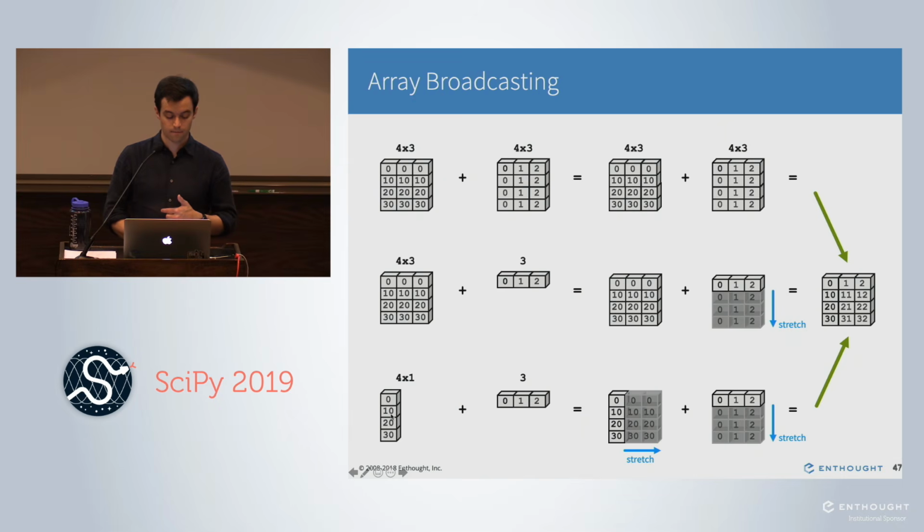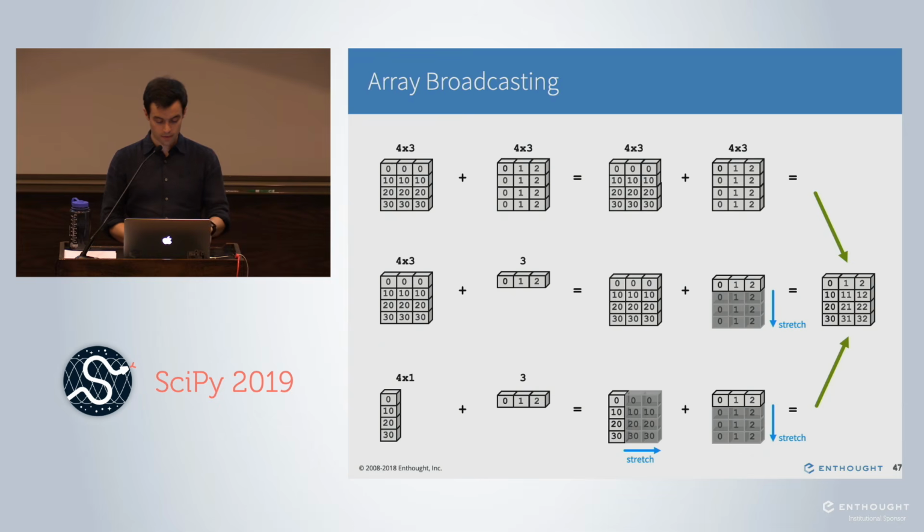And finally, this one is funky but super powerful: we have a 4 by 1 and a 3 comma, and those can also be broadcasted together. The column will be repeated horizontally, the row will be repeated vertically, I guess. One will be repeated one way and the other repeated down, and you'll still get a two-dimensional array as a result.